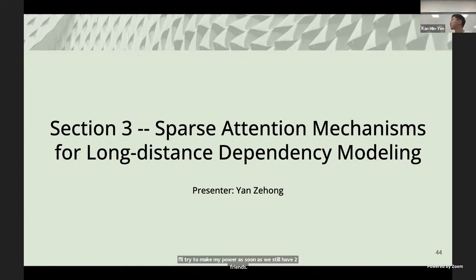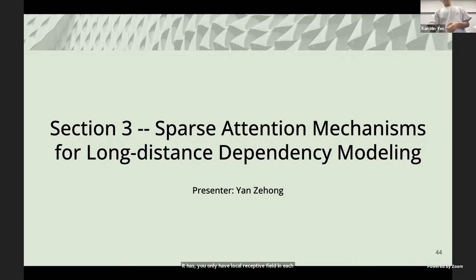Okay, my section today is that I'm going to talk about sparse attention mechanisms for long sequence modeling. So as we know, long distance dependency is a key challenge for both computer vision and natural language processing. Traditional deep learning networks, such as RNNs, suffer from vanishing gradients, and convolutional neural networks only have a local receptive field in each layer.